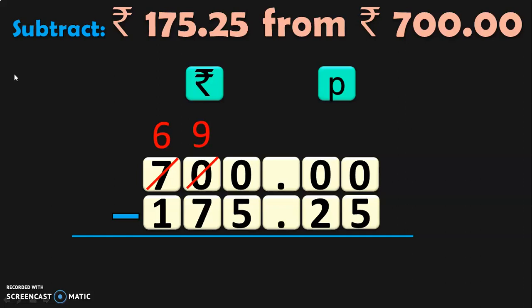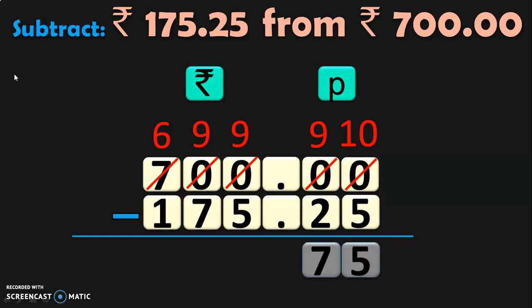Again you are going to regroup this. This becomes 9 and this place value now becomes 10. This again is regrouped and in paise part you get 10 and now this also has to be regrouped and you get 10 over here. So 10 minus 5 in the paise part will give you 5. 9 minus 2 is 7. So you get 75 paise. Write down the decimal point.